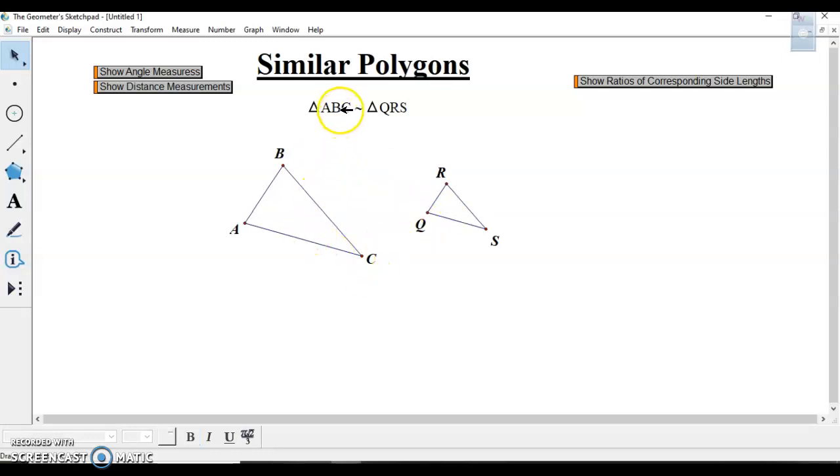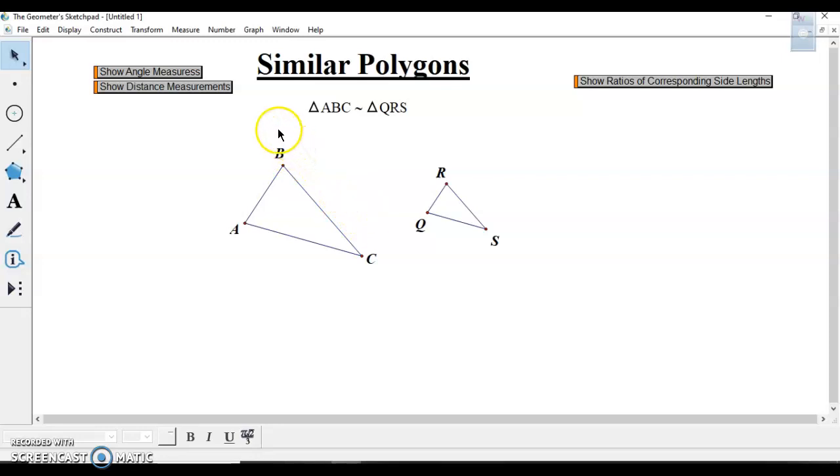All right. This part here is called a similarity statement, and it's really important because it tells me how those triangles are similar. It tells me which parts correspond. So I know that angle A corresponds to angle Q, and angle B corresponds to angle R, and angle C corresponds to angle S. I also know which sides correspond, just like with the congruency statement. That side AB corresponds with side QR, and side BC with side RS, and so forth and so on.